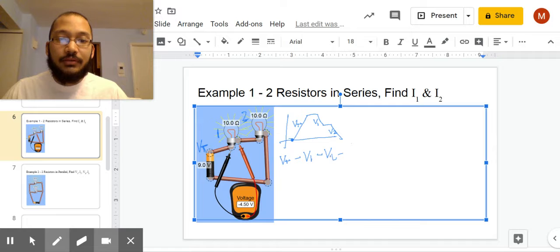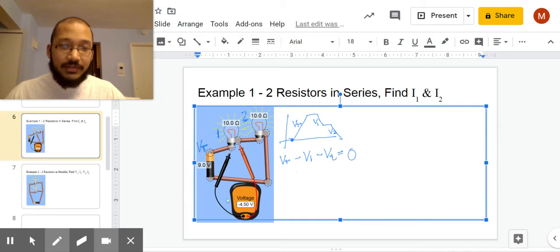What's that going to get me? By the time I've dropped across V2, I'm back to where I started. I've gone in a loop, so that's how I'd relate those voltages.